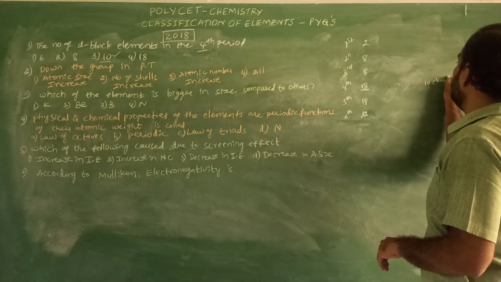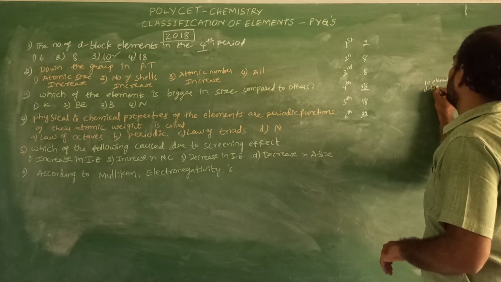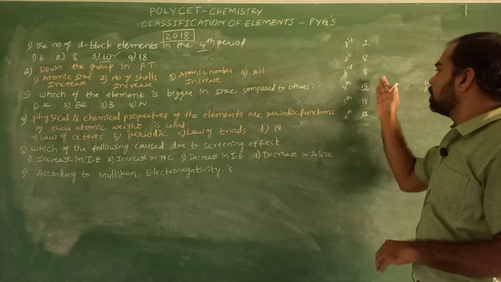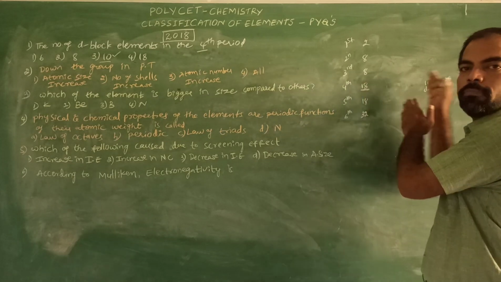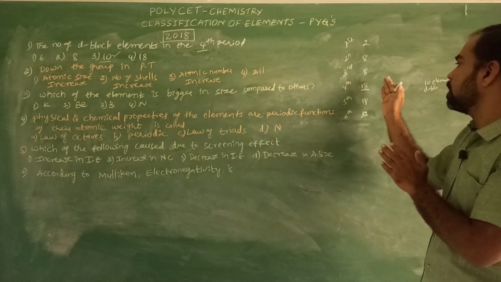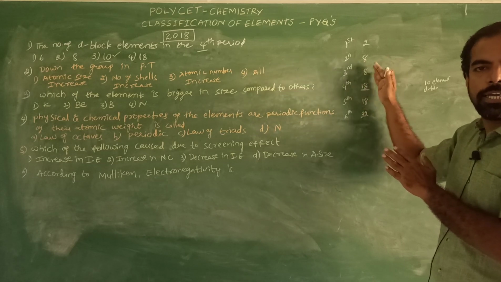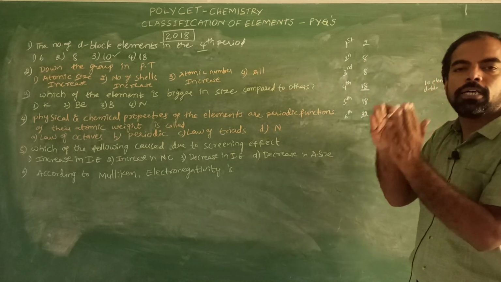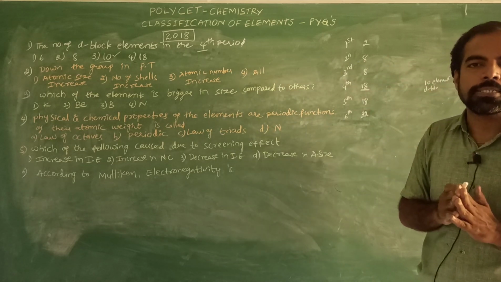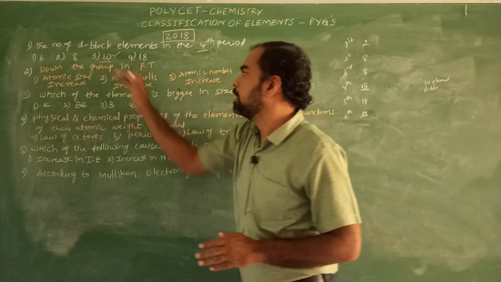10 elements only belong to D block. Remaining elements, some belong to S block and some belong to P block. That means S block are first and second group elements, whereas P block are third to 8th group elements. Okay students, so the option is 10.